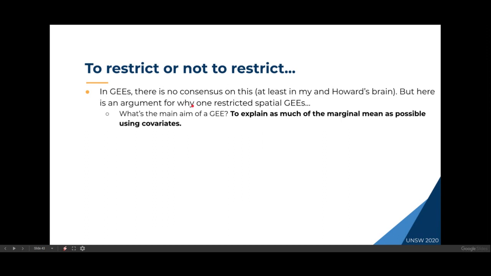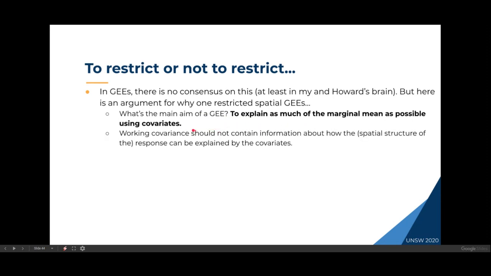But essentially, the reasoning is quite simple. It really comes down to thinking about what the main aim of a GE is, at least when you apply it in this context. To me, the main aim of a GE is to explain as much of the marginal mean as possible using the covariates. That's the goal for the GE. The working covariance should be residual. The working covariance should not contain any information about how the spatial structure of the response can be explained by the covariates.